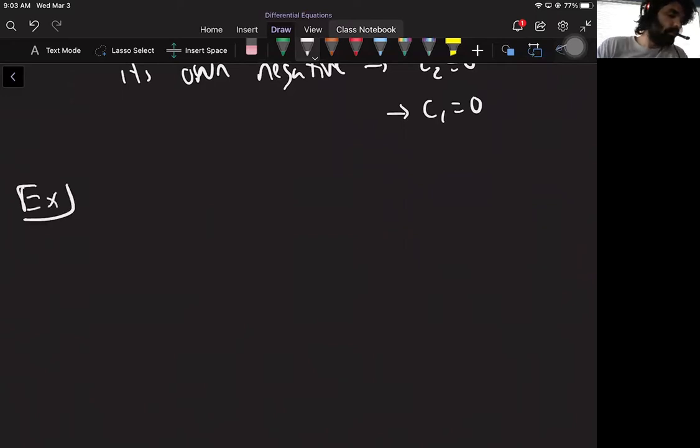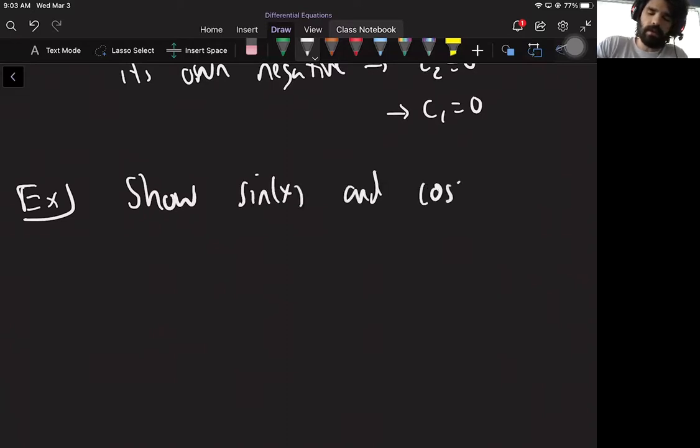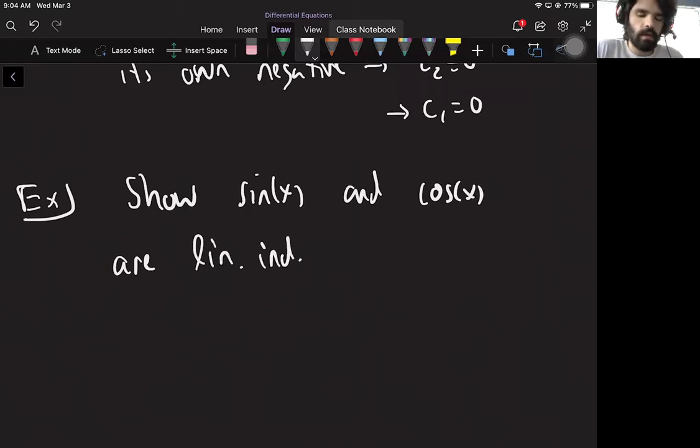You could do the same trick with other functions, sine of x and cosine of x. This one's a little bit trickier to see because sine and cosine are very similar, so you might think that they're similar enough to be dependent. Like x cubed and x squared are more clearly independent of each other. They're not multiples of each other, but sine and cosine are a little bit more unclear, but they are also linearly independent. And we can show it in the same way.